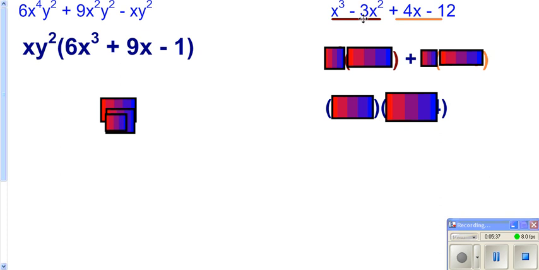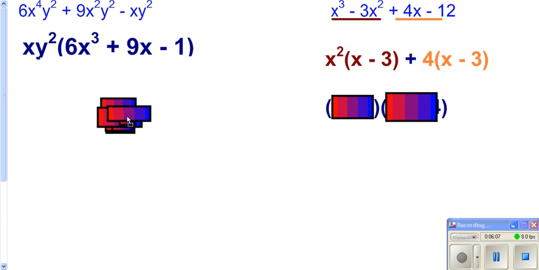Here, once again, we have 4 terms, but you still want to check for a greatest common factor. In this case, there is no greatest common factor. So you group them, you try the first two, try the last two. What can you pull out of the first two? An x squared. Well, you pull an x squared out of here, what are you left with? An x minus 3. What can you pull out of the last two? Well, we could pull out a 4. 4 times what gives me this up here? An x minus 3. If both parentheses are the same, you're on the right track.